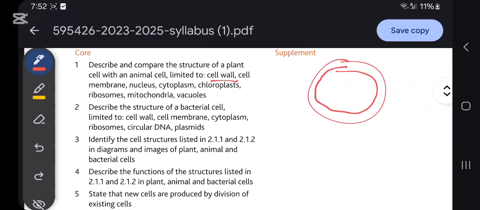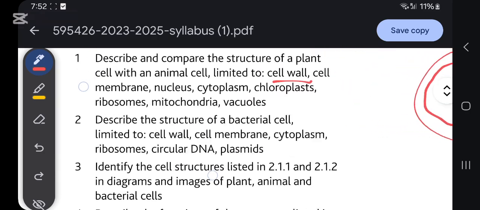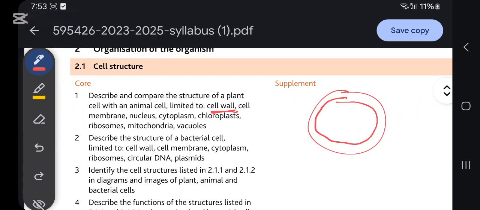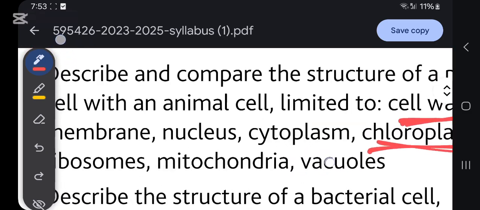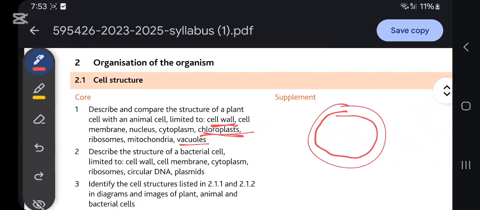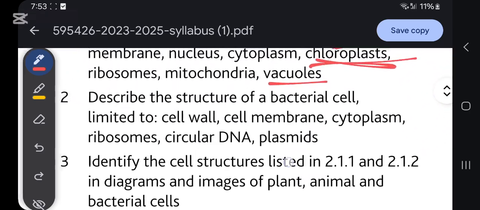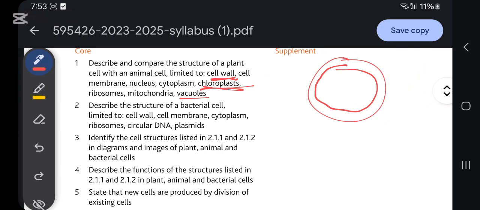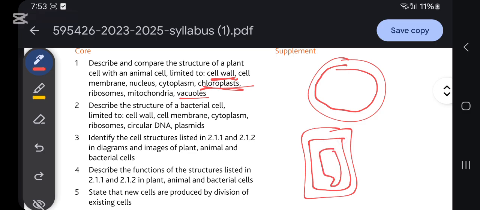Now moving on, next we have the structure of a bacterial cell. And by the way, as we discussed before, cell wall and chloroplast are not present in the animal cell. They are only present in the plant cell. The rest are all present in the animal cell, except that vacuoles are smaller in animal cells and are called vesicles, while plant cells have a bigger vacuole in the middle. If you draw a plant cell, it's like this, with a large vacuole in the middle.